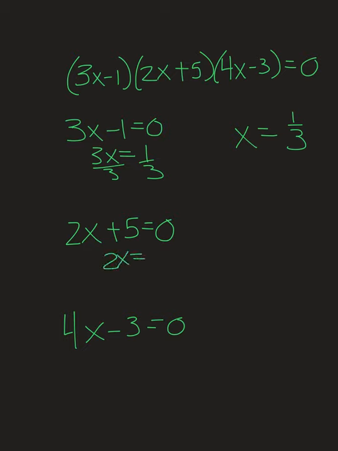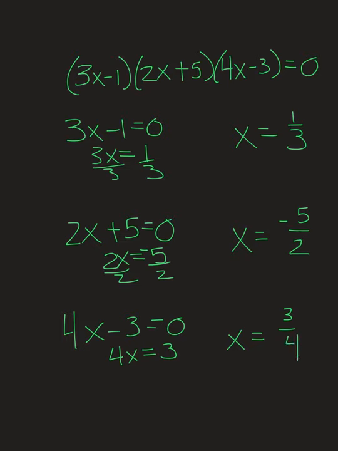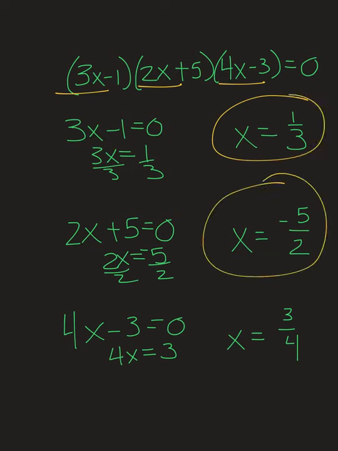Subtract 5 from both sides. Divide by 2. You end up with x equals negative 5/2 as one of your solutions. Add 3 to both sides. Divide by 4. And you end up with 3/4. Now in this case, because there were 3 terms, I have 3 possible answers.